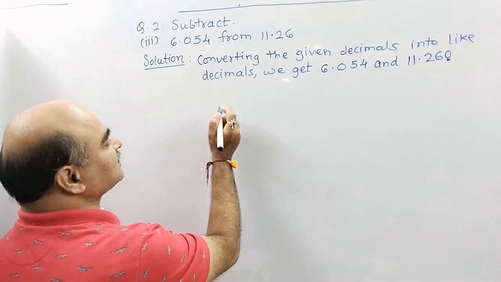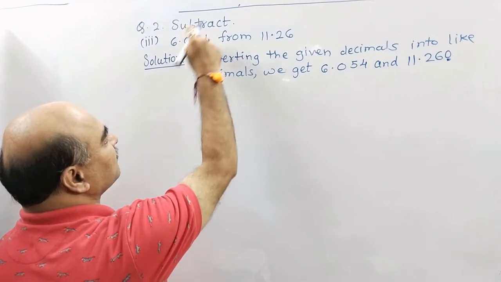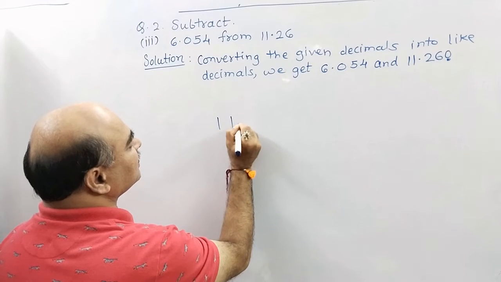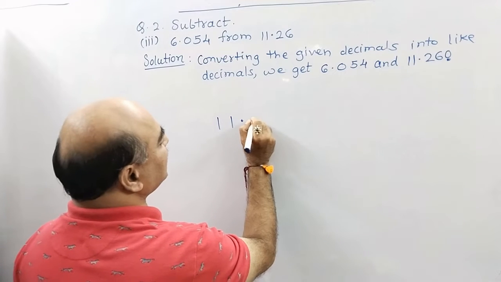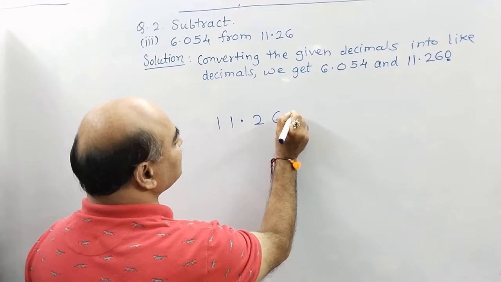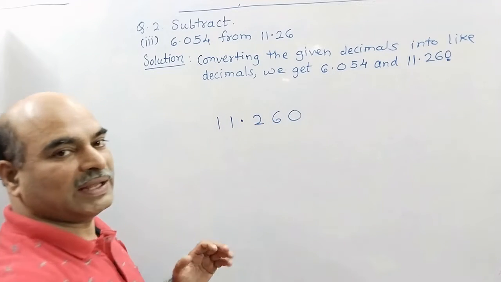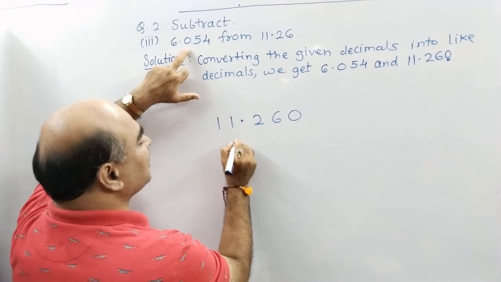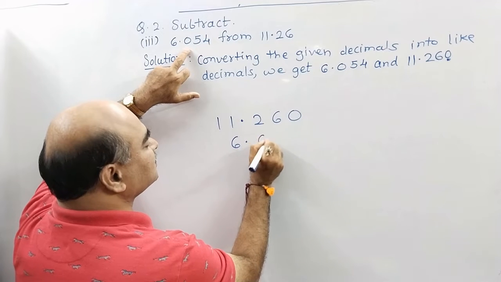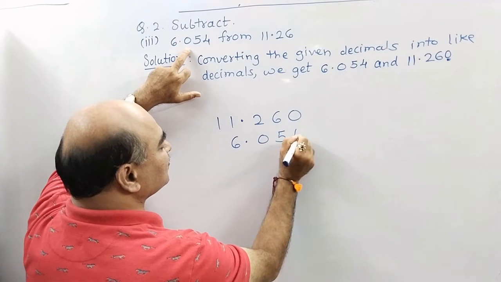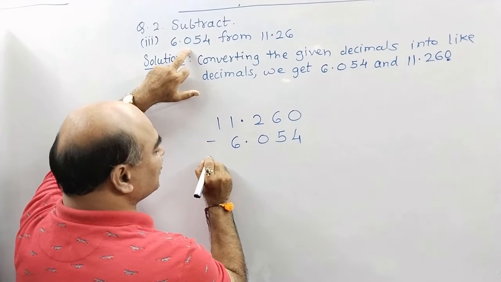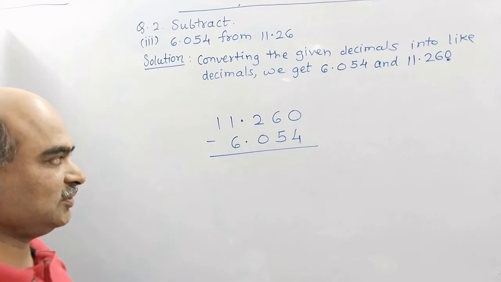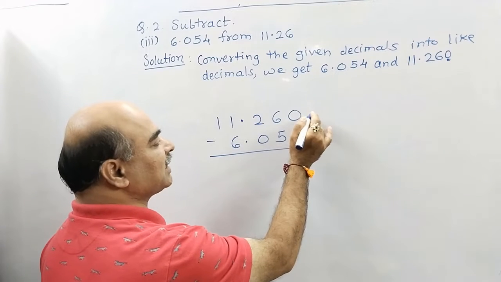Now we carry out the subtraction, the first number from the second one. So first of all we write down the second decimal, that is 11.260, and then from this number we have to subtract the decimal 6.054. It's quite easy for us now because it is like decimals. We just carry out this subtraction.